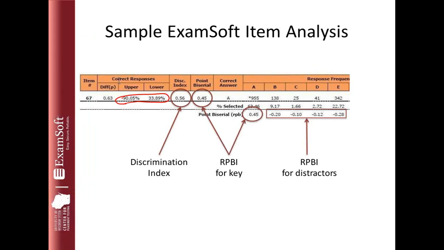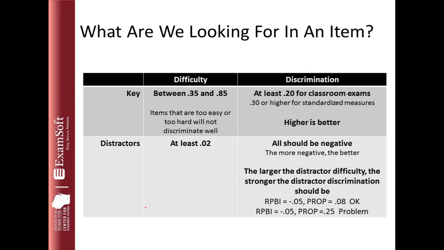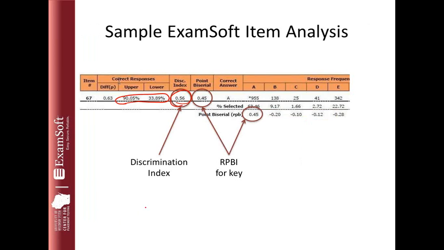Okay, so correct responses, we see the upper and lower, and those are actually the percentages of students in the upper 27% who get the item right, and the percentage of students in the lower 27% who get the item right. If you take the difference between those two, 90.05 minus 33.89, that's where we get the 56%. So that's where the discrimination index comes from. We also see right here is the RPBI for the correct answer. That's what we refer to as the item discrimination. And underneath B, C, D, and E, we see the RPBI for each of the distractors, so the distractor discrimination.